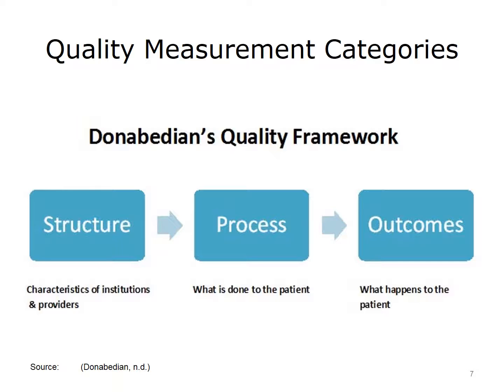These classifications were originally coined in 1966 by physician researcher Avedis Donabedian. The Donabedian framework has evolved over time and is applied to healthcare systems to measure overall quality and inform strategic quality improvement planning.